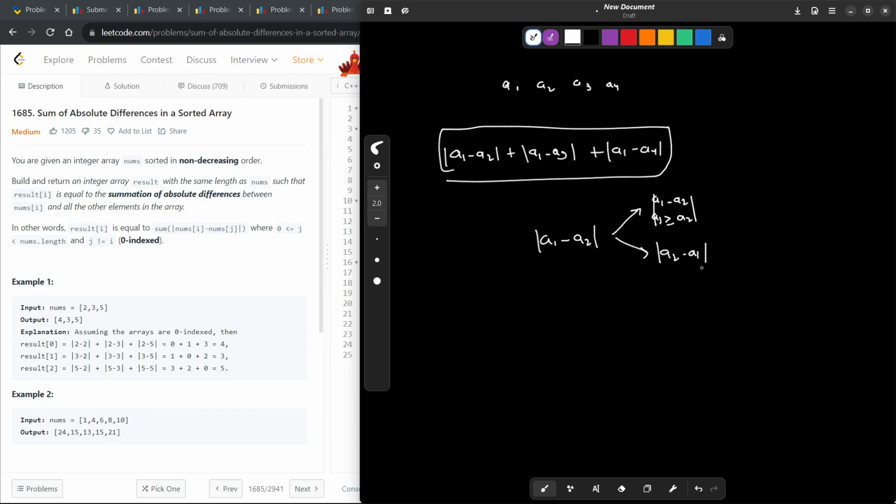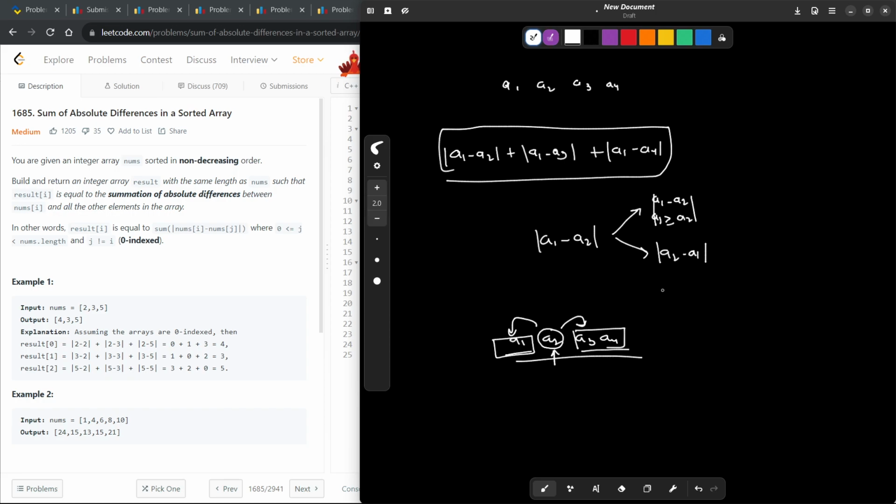But this means we want to segregate all of these different values. Some values are greater than a1 and some values are smaller than a1. So we would want some way to segregate these values. But to our surprise, the array that was given to us in the input was already sorted. That means all the values smaller than a2 in this particular case will be present to the left of it, and all the values greater than a2 will be present to the right of it, right? So we don't need to worry about what values are greater and what values are smaller.